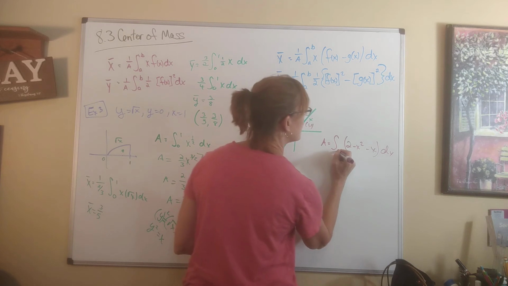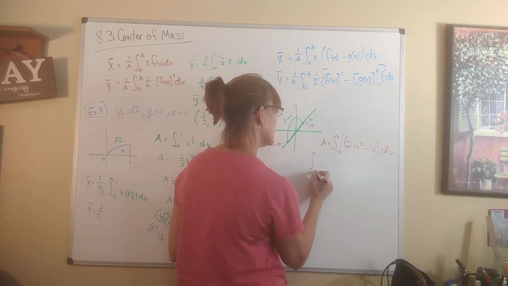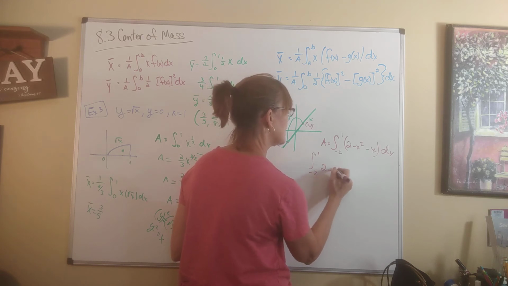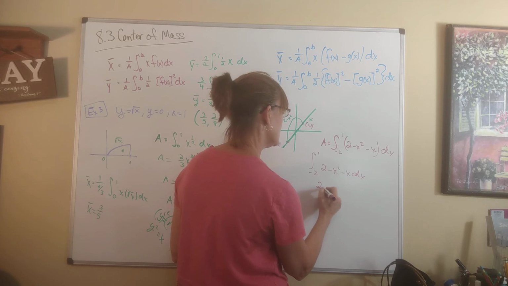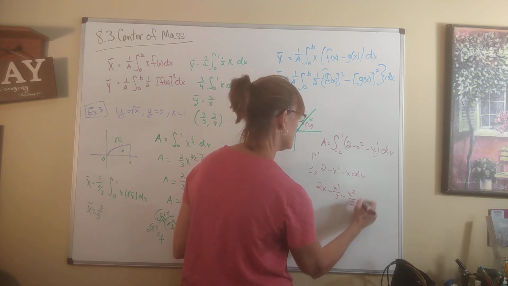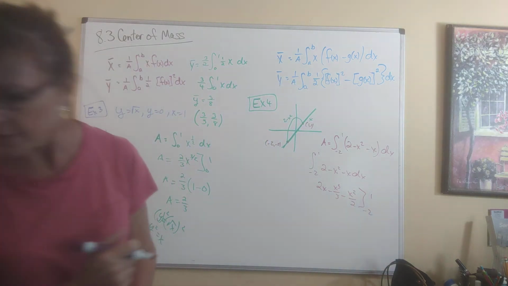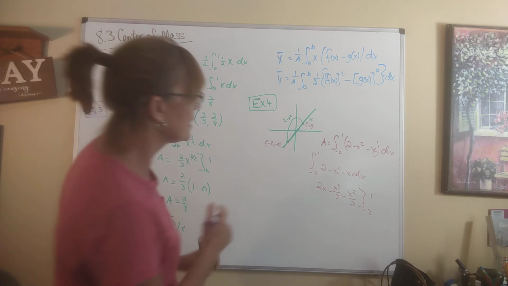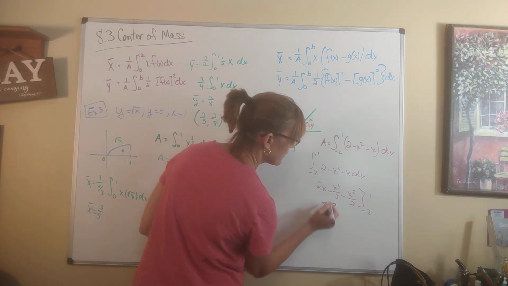So we're going to go from -2 to 1 and integrate this guy. So this becomes the integral of 2 minus x squared minus x dx. I just copied that over. This is 2x minus x cubed over 3 minus x squared over 2 from -2 to 1. And when you evaluate that, you find out that the area is 9 halves. That's what the area is equal to.